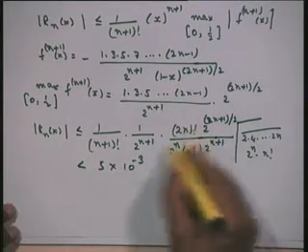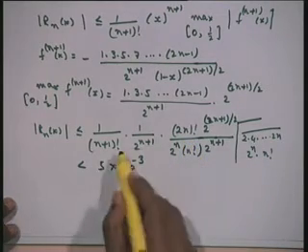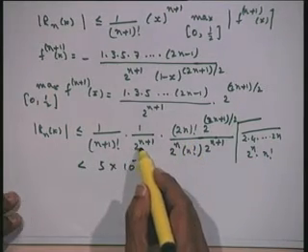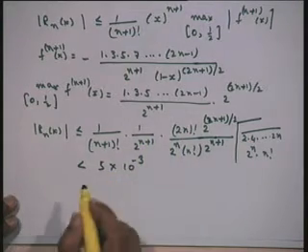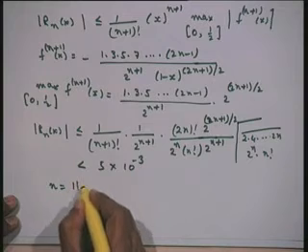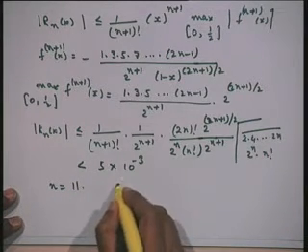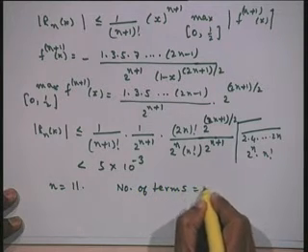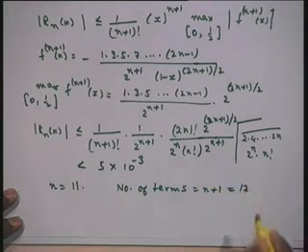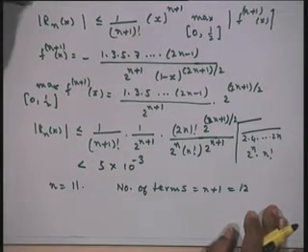Now, it is a matter of simple cancellation and using the calculator, because there are factorials involved. By setting an integer value n, we can find out when this particular value is less than 5 into 10 to the power of minus 3. In this example, n comes out to be 11. n equal to 11 is the value that is required, and therefore the number of terms is n plus 1, that is 12 terms. This is how the Taylor series can be used.